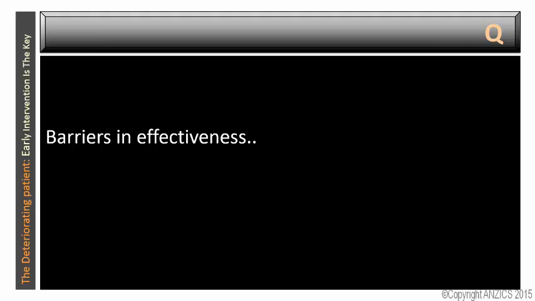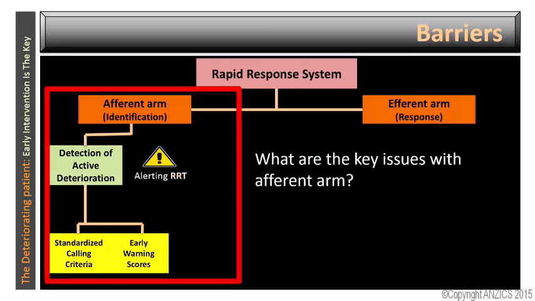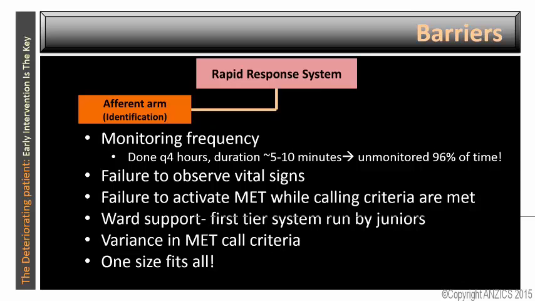So what are the barriers to effectiveness? We know that for a MET or rapid response system to be effective, you need an effective afferent arm which not only detects clinical deterioration but alerts the rapid response team in a timely fashion. We should also have a rapid response team which responds not only in a timely fashion but is also well trained and well equipped. We've gone through the afferent limb problems in the earlier session this afternoon.